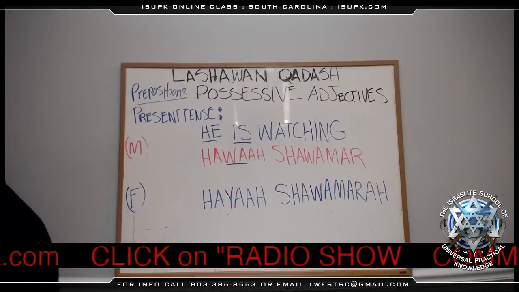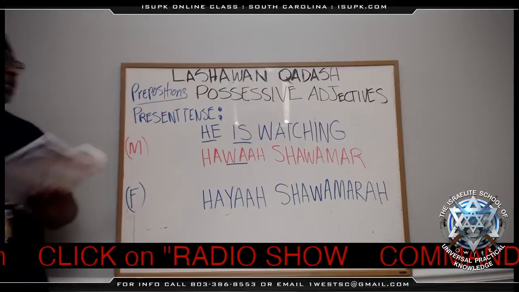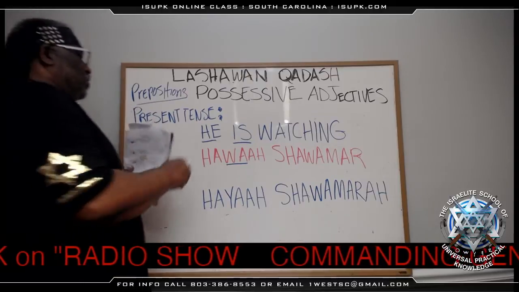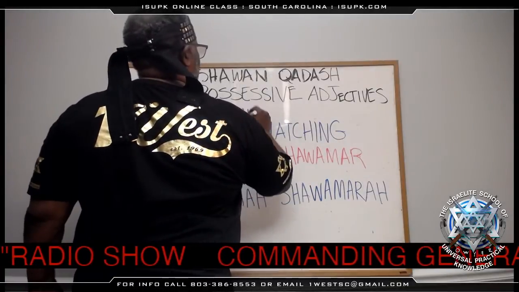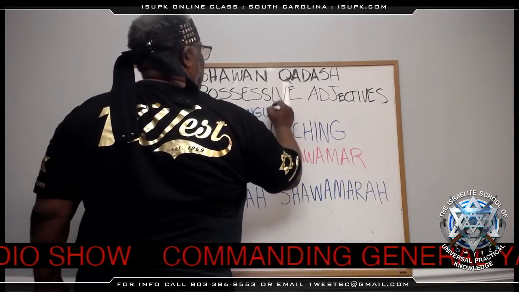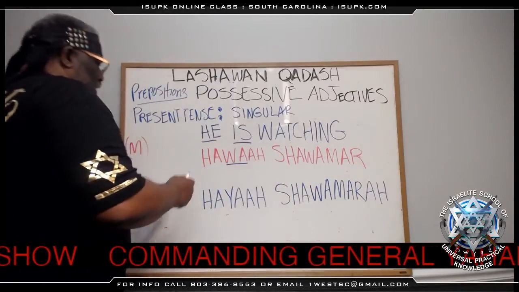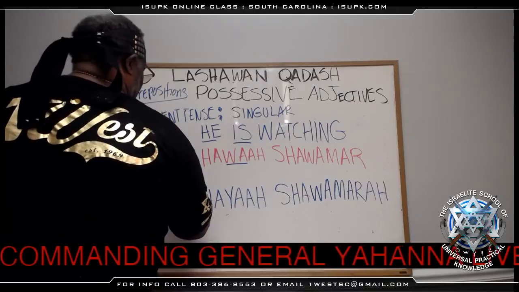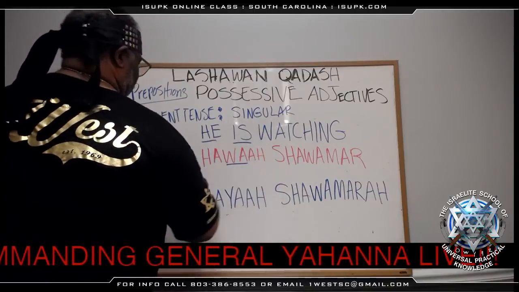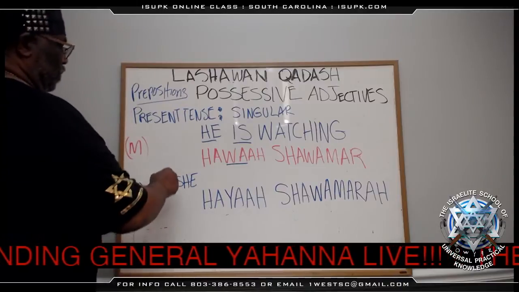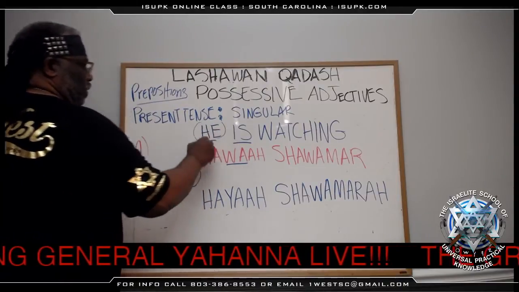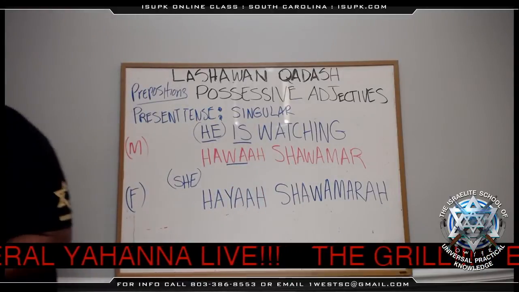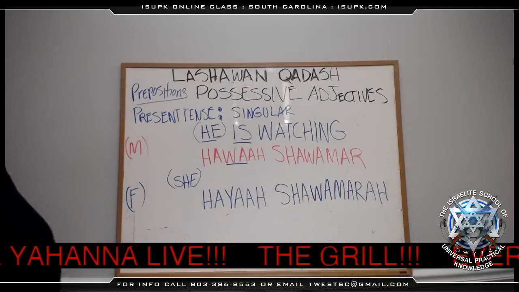This is "he." When we say he, it's singular. It's present tense, but it's just singular. He. And then over here is, of course, "she." I won't write it all over again. We'll just say she is watching. She over here, and we got he over here. Of course, we got he is watching, shawamar, same thing. Okay? And that's how you would say that if they're on watch.